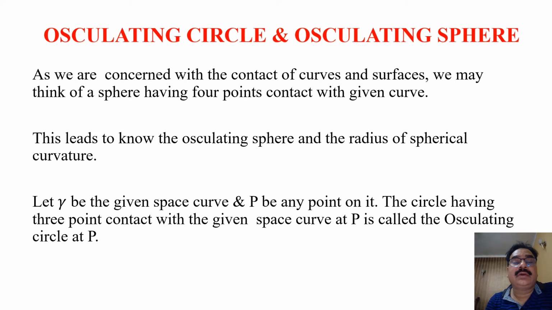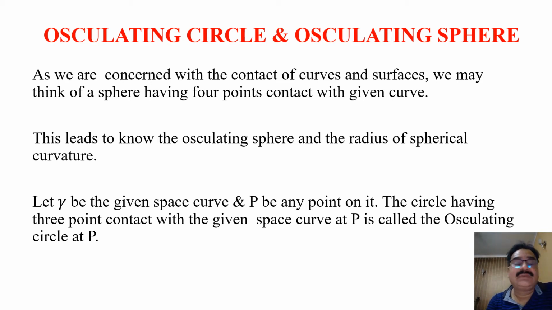As we are concerned with the contact of curves and surfaces, we may think of a sphere having 4 points contact with a given curve. This leads to the osculating sphere and the radius of spherical curvature.